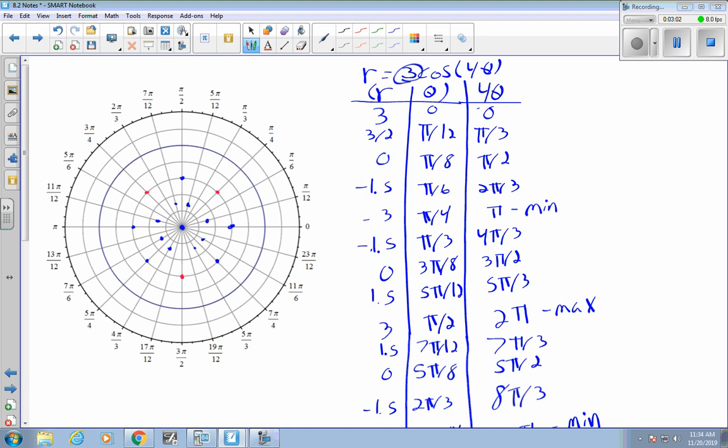Now I got to fill in the intermediate points. Basically, every point, so let's just go around the circle here. Pi over 12 should map to 23 pi over 12. Then 5 pi over 12 should map to 19 pi over 12. Then 7 pi over 12 should map to 17 pi over 12. And 11 pi over 12 should map to 13 pi over 12. 7 pi over 6 should map to 5 pi over 6. 4 pi over 3 should map to 2 pi over 3.